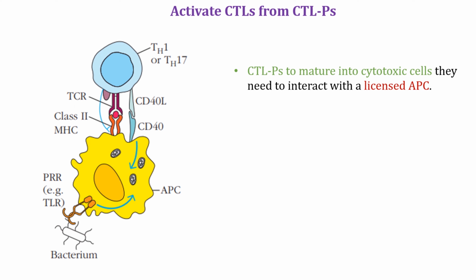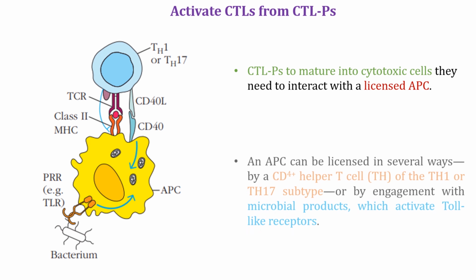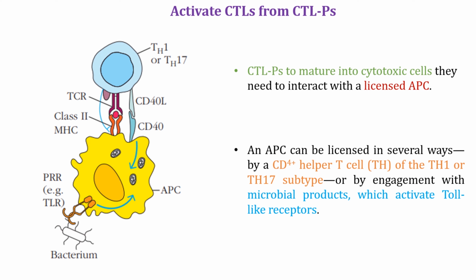So the dendritic cells first must be licensed, or you can say activated, in several ways. For example, first, CD4 plus helper T cells, of the TH1 or TH17 subtype. This one binds to this MHC class 2. Second, engagement with a microbial product. Here is a bacterium, and it has the toll-like receptor, which activates the toll-like receptor. Now this is how the APC is activated.